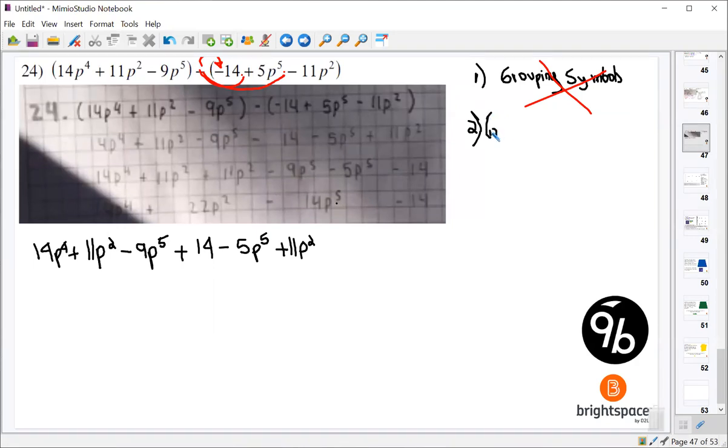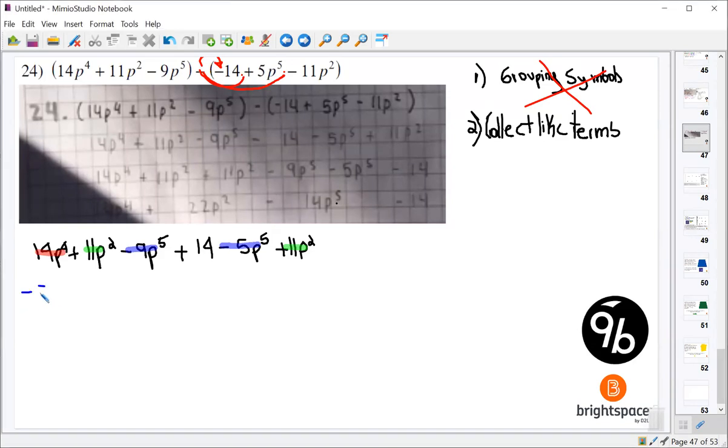Collect like terms. And when you're collecting like terms, guys, you can see that there's 11p to the fourth power. There's no more 11p to the fourth power. Okay, there's also an 11p squared and 11p squared, right? And there is also a negative 9p to the fifth, negative 5p to the fifth, and the 14, it's all by itself. Now, I am going to collect them and group them together in a descending order.